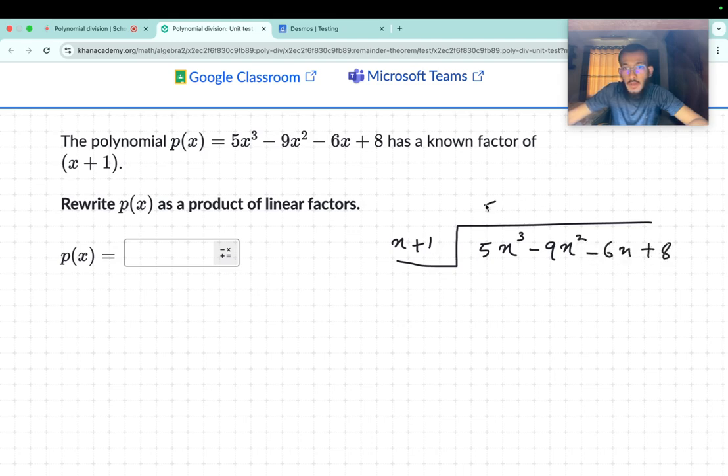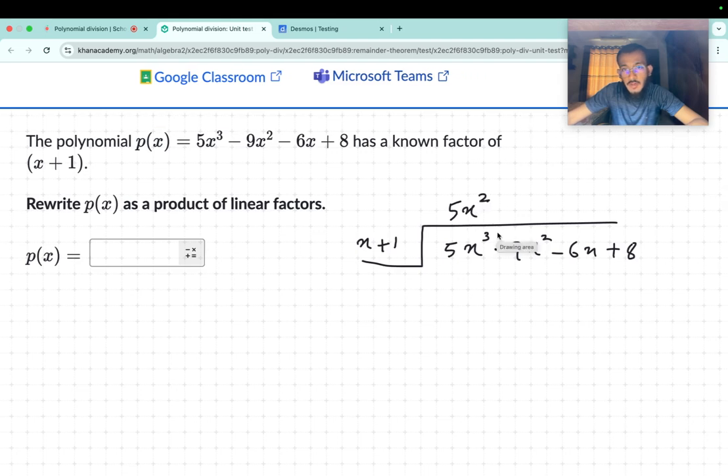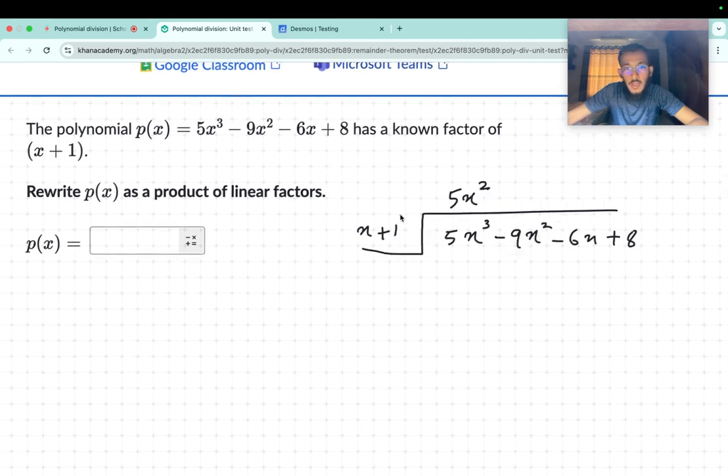The quotient is 5x squared for the first term. So now we have to multiply 5x squared with this expression. If we do so, what do we get? 5x cubed, and then we have 5x squared. 5x squared multiplied by x is 5x cubed, and sorry, not negative, positive 5x squared into 1.